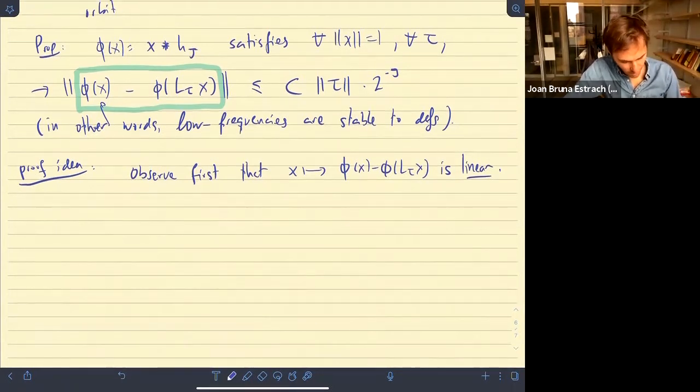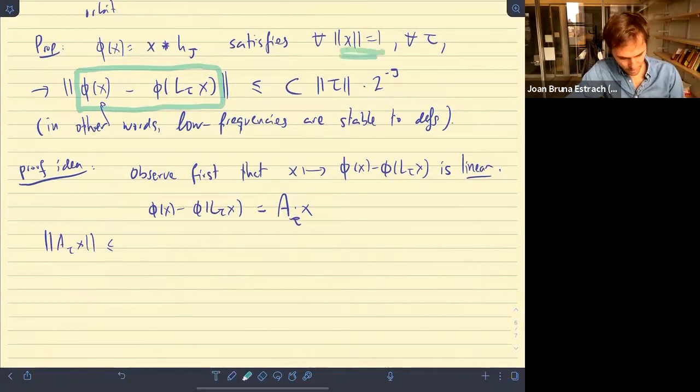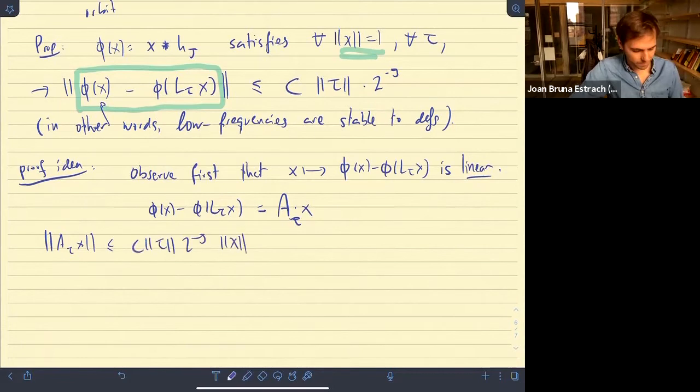So I can think about this object, phi of x minus phi of delta of x, as some operator. We can call it A of x, dependent on tau. So I'm just asking you, when is this operator going to have the property that for any x, the norm of the output is at most 1? Remember that I have this constraint here.